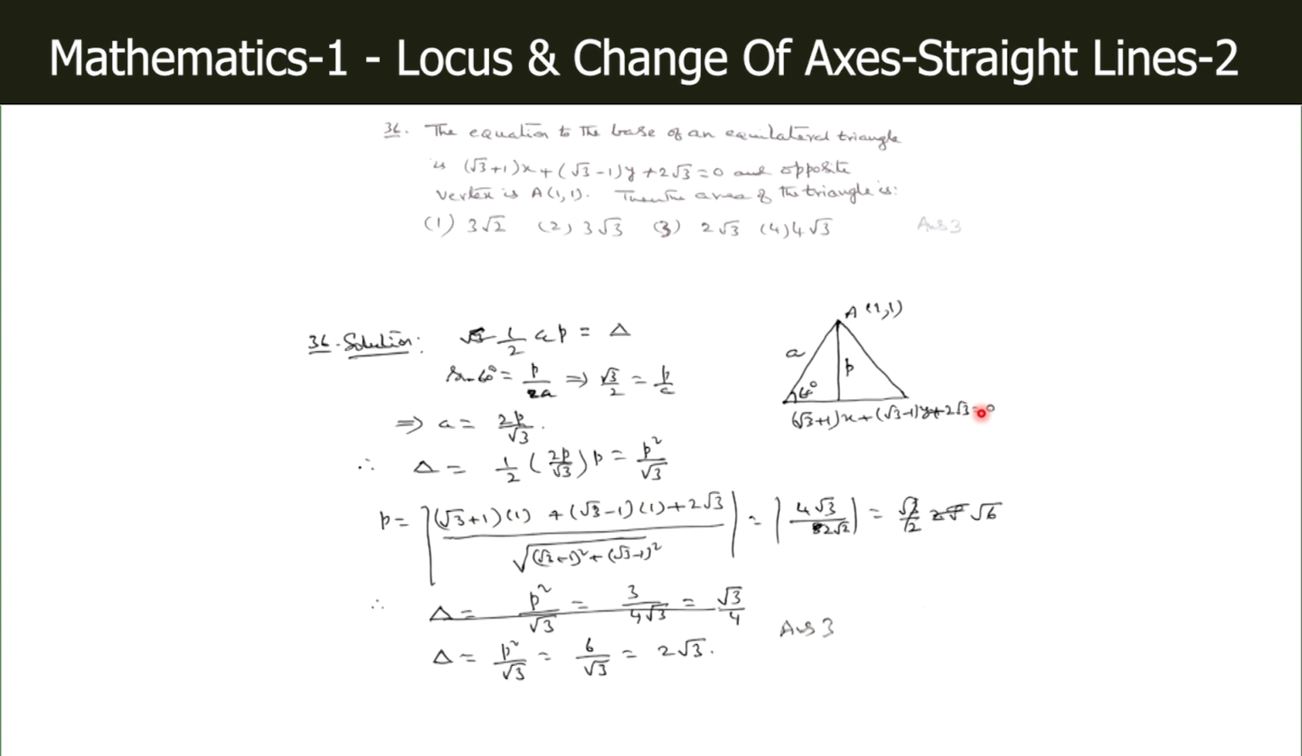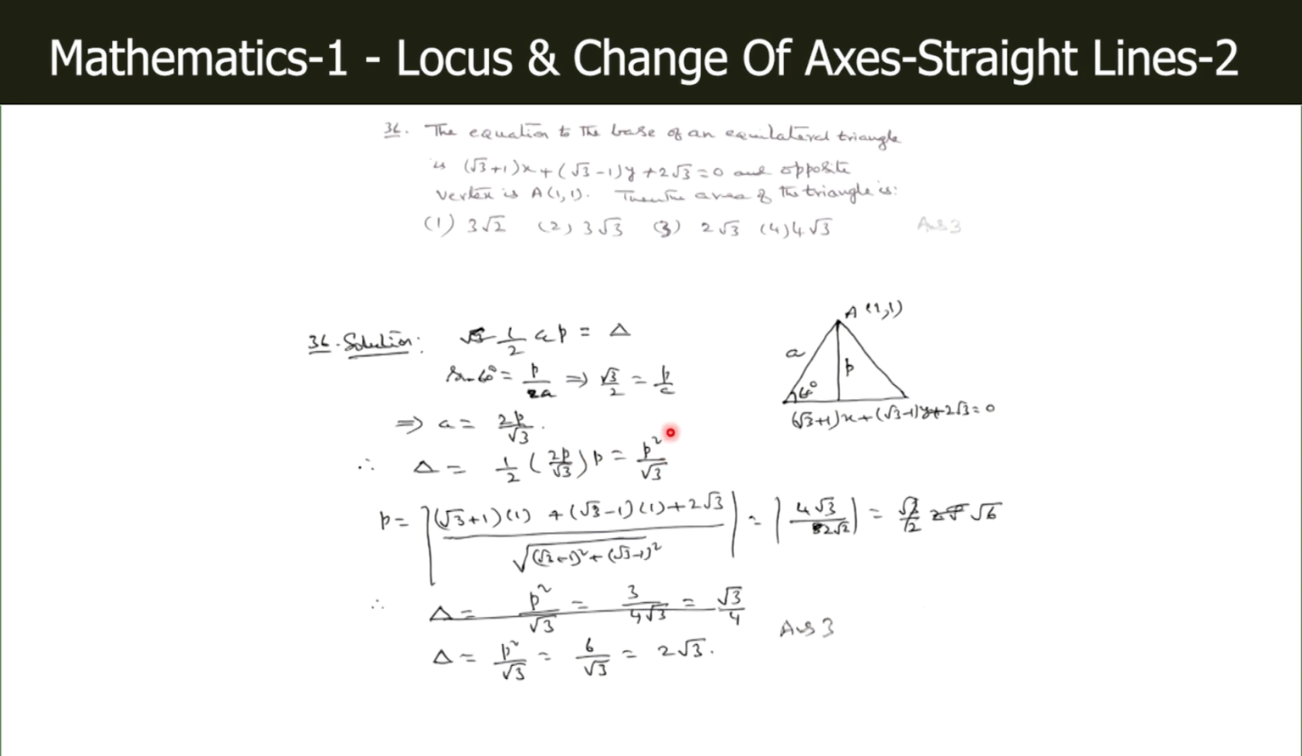So, because it is an equilateral triangle, suppose the equal sides are each equal to a, then sin 60 is equal to p by a. What is sin 60? Root 3 by 2. So root 3 by 2 is equal to p by a. That means a is equal to 2p by root 3. So delta is equal to half into base into p, which is p square by root 3.